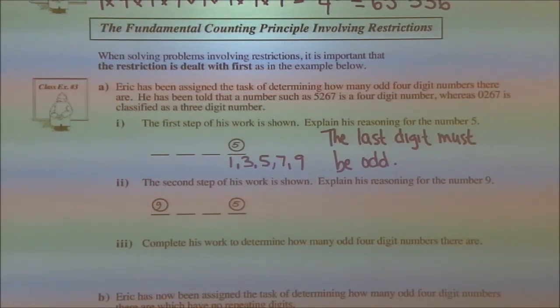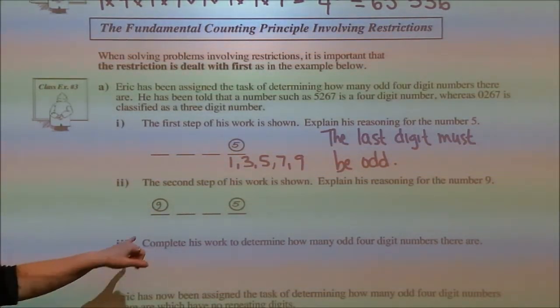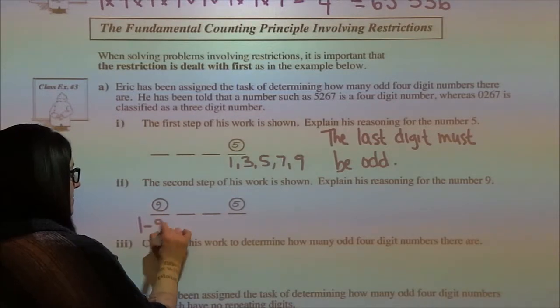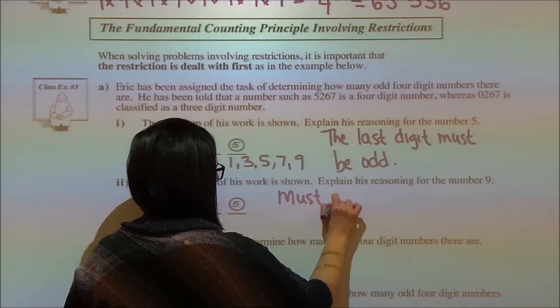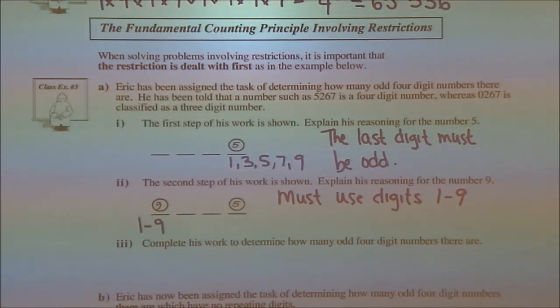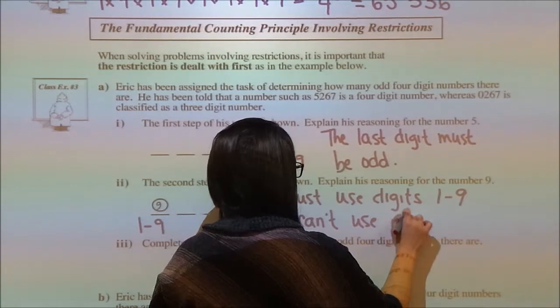In his second step, Eric puts a 9 in the first spot. Why is there a 9? What are his choices for this first spot? It can be the numbers 1 to 9. What digit can't he use in the first spot? 0. That's the restriction.